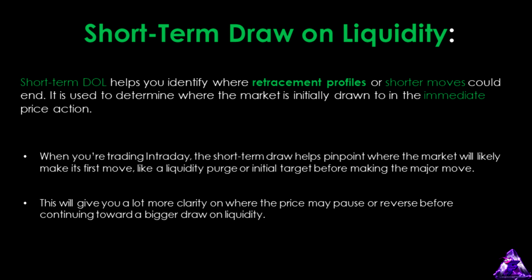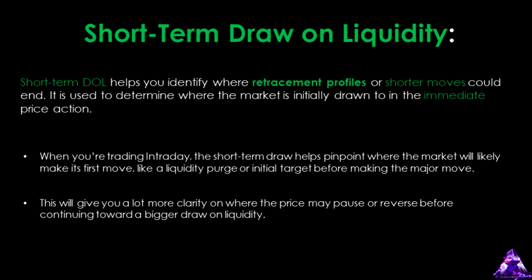Simply put, short-term draw on liquidity or directional bias helps you identify where retracement profiles and shorter moves might occur or end. In other words, short-term draw on liquidity is used to determine where the market is initially drawn to within the immediate price action and time frame. Now let me explain further.